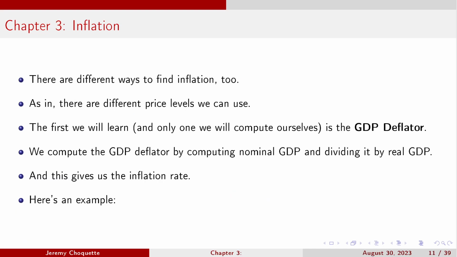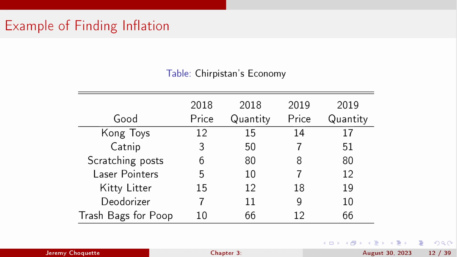So when it comes to finding inflation, there are a bunch of different ways to find it, right? It's not just that one thing that I showed you. Because there are different price levels that we can use. And we'll learn, and, really, the first that we're going to learn is the only one that we're going to be computing ourselves, at least right now, is the GDP deflator. And we can compute the GDP deflator by computing nominal GDP and dividing it by real GDP. And that's going to give us the inflation rate.